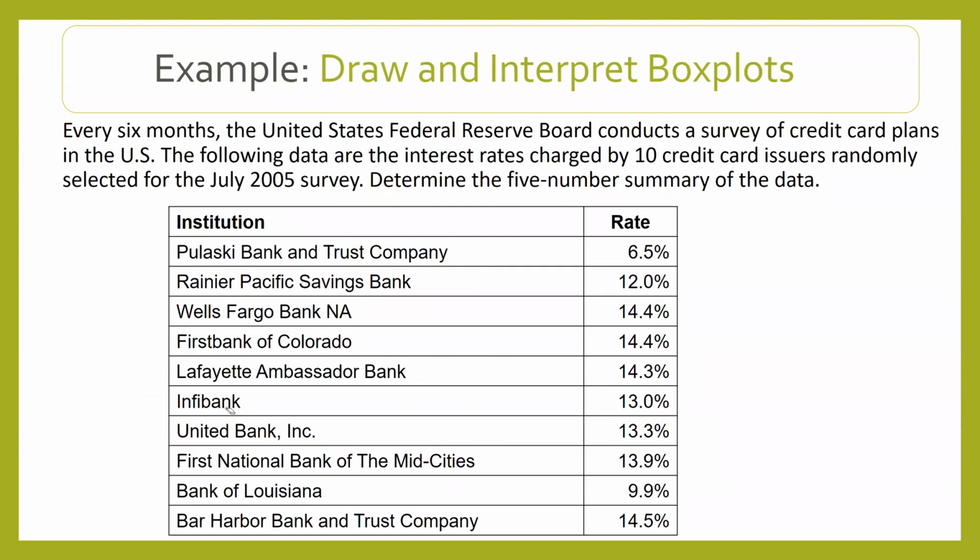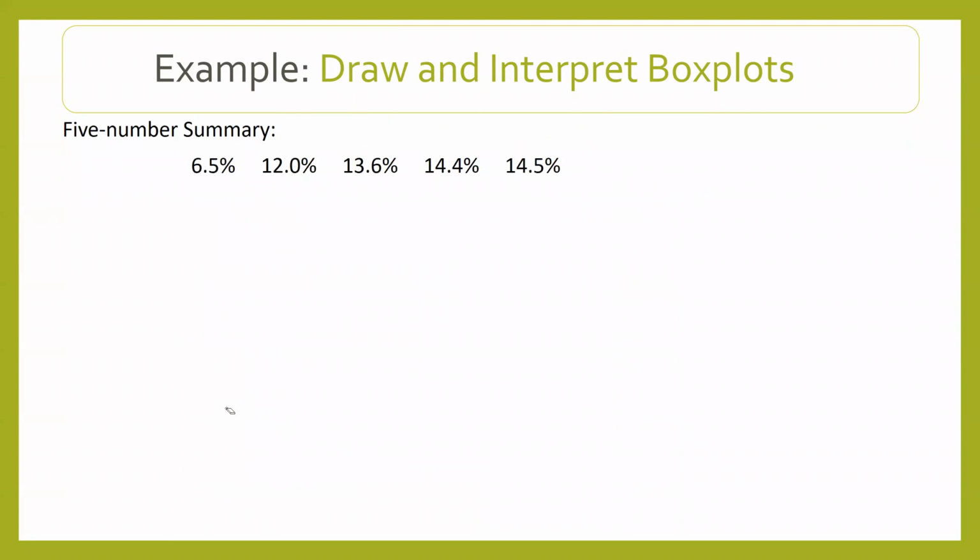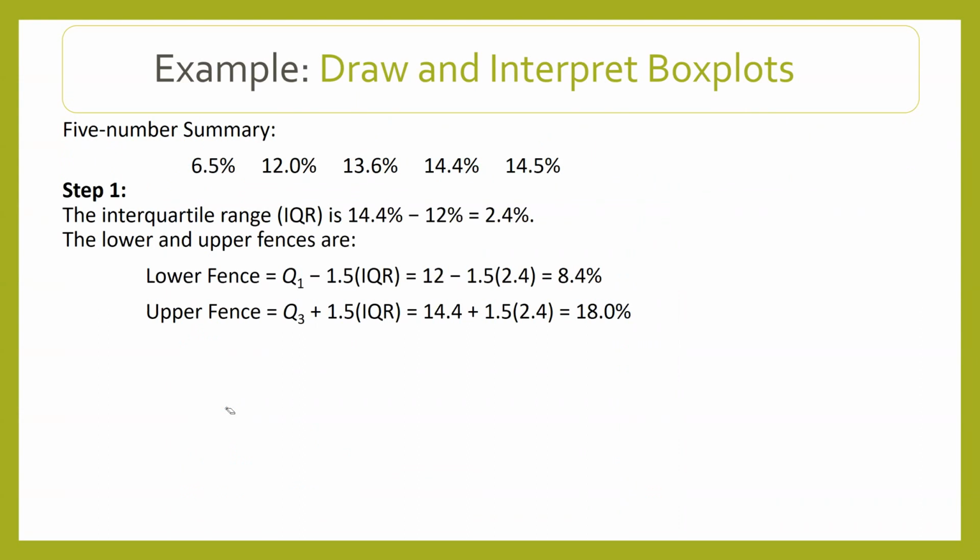So if we go back to the example we just talked about, these are the 5-number summaries that we had, okay? So we can easily compute the interquartile range, which is Q3 minus Q1, and that is 2.4. We can compute the lower fence as well, just plug in these numbers. The interquartile range is already gotten here. So we have the lower fence as 8.4 and the upper fence as 18.0. Immediately remember that in our data, the lowest point is 6.5. That is below the lower fence. So this guy is an outlier.